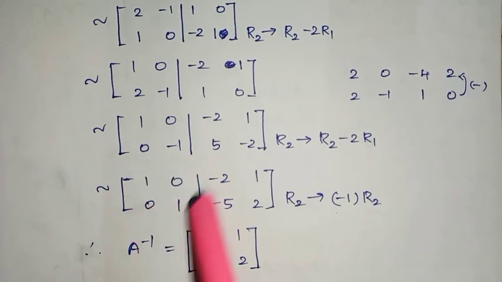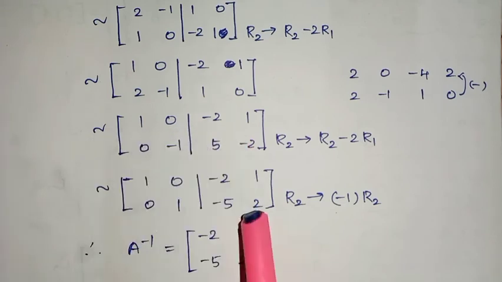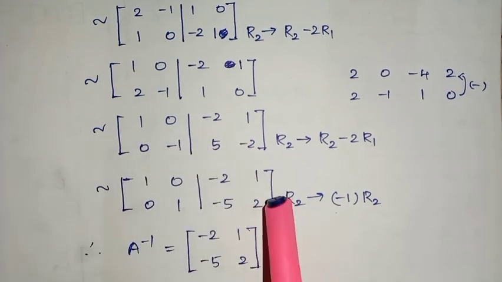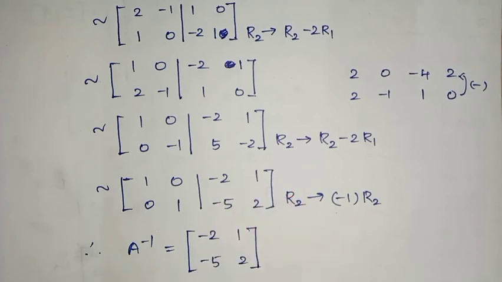Now here we have got the identity matrix, that is the unit matrix. And here you got some value, that is nothing but A inverse. So A inverse is minus 2, 1, minus 5 and 2.